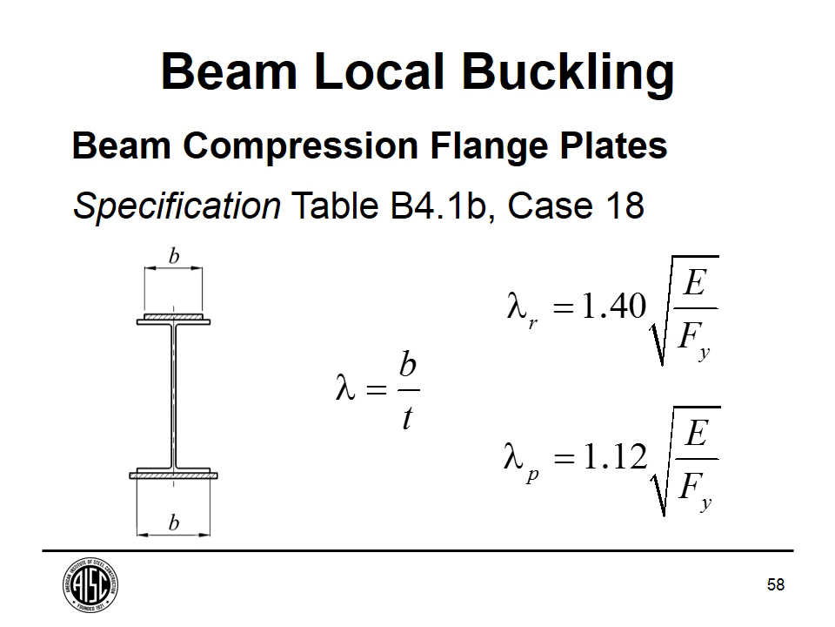We have a similar thing where we've got our B over T ratio is lambda, but this time we have lambda sub R and lambda sub P. And of course, lambda sub R tells us when we're going to be either non-compact or slender, and lambda sub P is the cutoff between non-compact or compact. So if we have a beam that we want to go into the plastic range, it has to be less than lambda sub P. And you can see that the 1.12 is a good bit smaller than the 1.4.